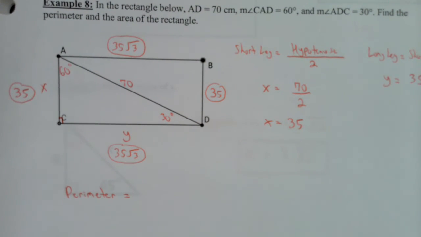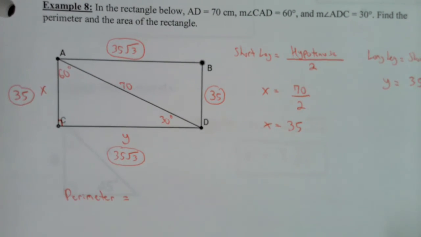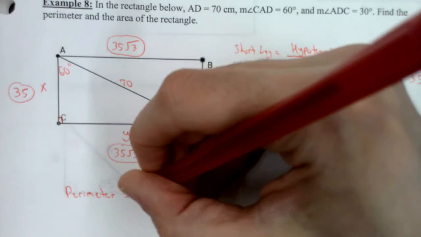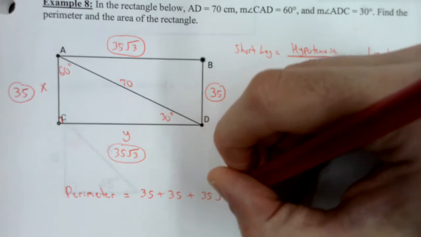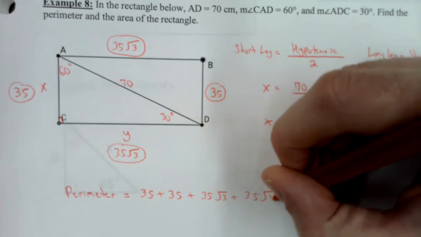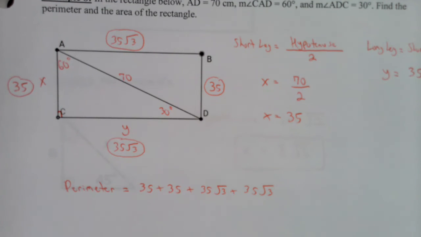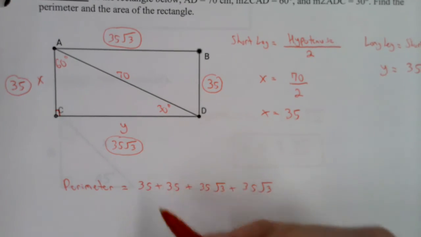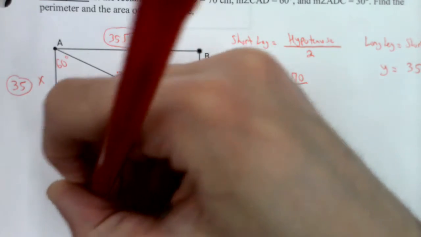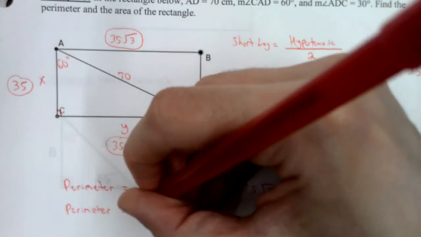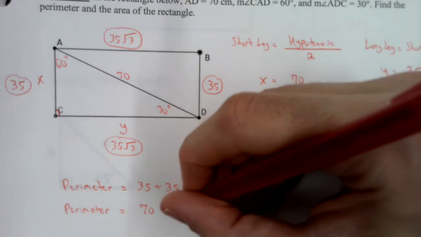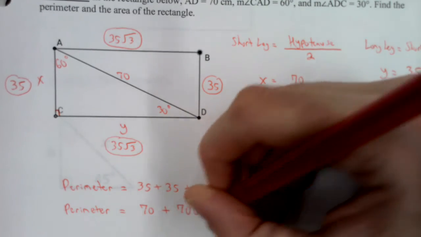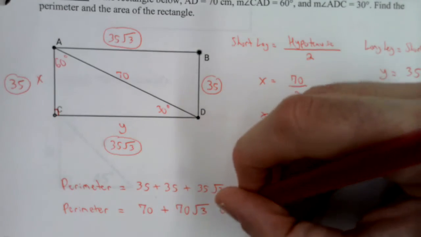So now we're going to add up those four sides for the perimeter. So I'll do 35 plus 35 plus 35 square root of 3 plus 35 square root of 3. So combine these two to get 70. Think back to lesson 1. And then combine these two to get 70 square root of 3. Not square root of 6, it stays square root of 3. And that's centimeters.